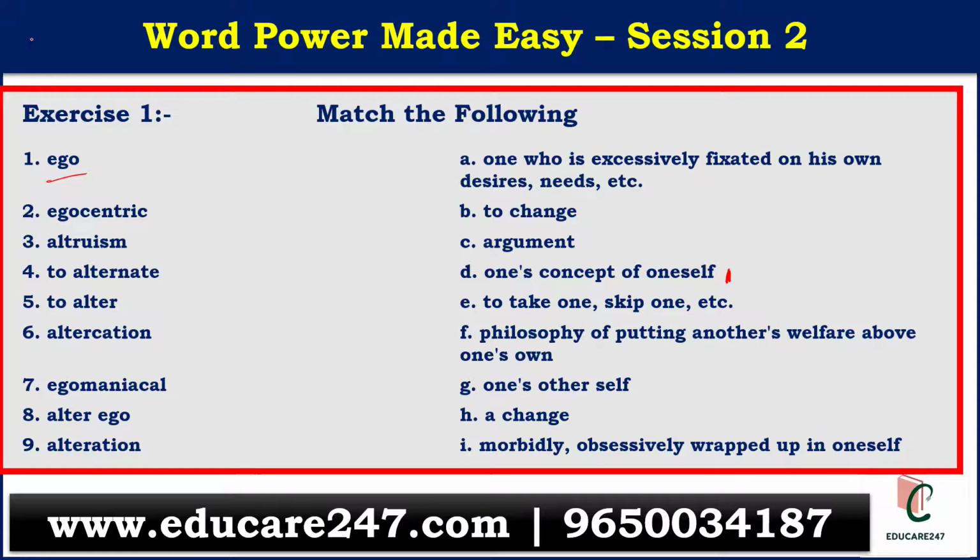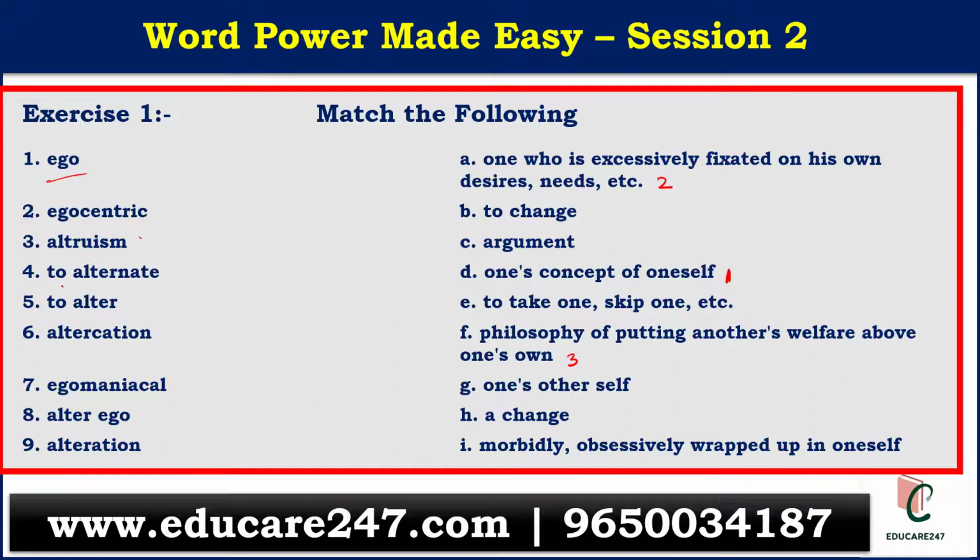Next is egocentric. So egocentric is a person who is so involved in himself and doesn't care about other people's feelings. So I could simply see A here, one who is excessively fixated on his own desires and needs. So I could place egocentric here. Next we have altruism. So altruism is basically the welfare of others. It's the philosophy of putting another's welfare above your own.